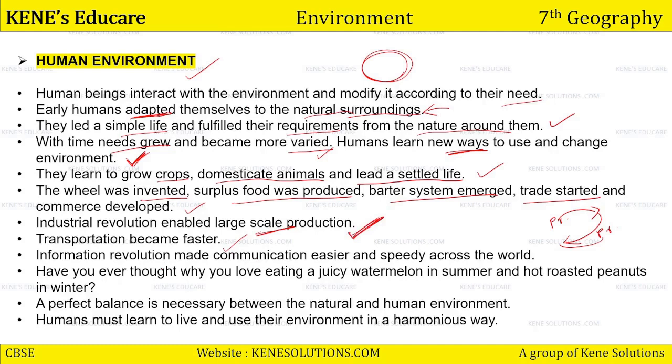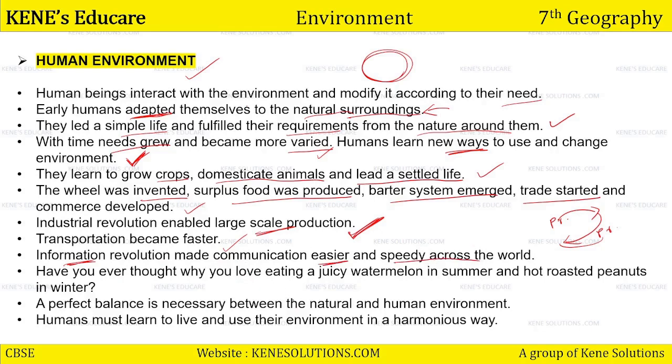Now, information revolution means any revolution where information reaches the people within a very less amount of time. जब इंफॉर्मेशन हर किसी के पास बहुत आसानी से कम समय में चली जाए, that is known as information revolution. Information revolution made communication easier and speedy across the world because now everyone had a mobile phone to call.